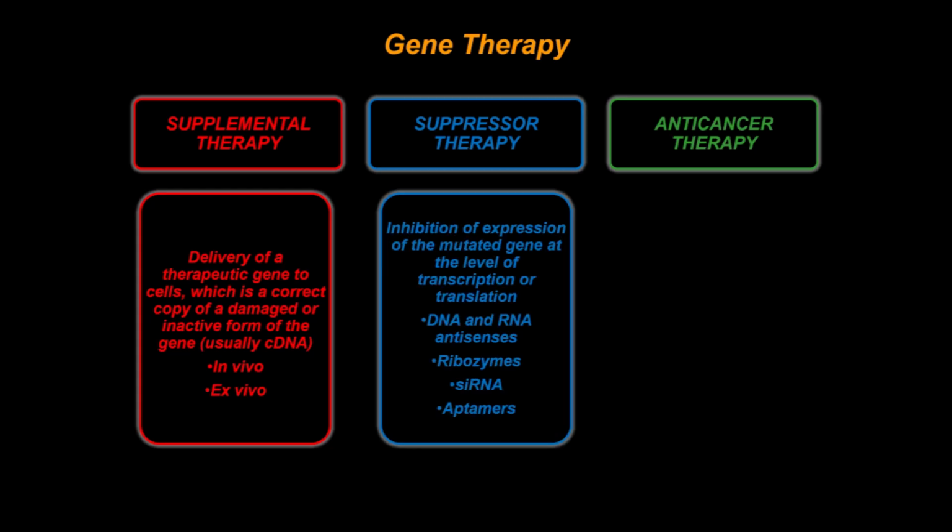Suppression therapy consists in inhibiting the overexpression of a mutant gene at the level of transcription or translation. For this purpose, DNA and RNA antisense, ribozymes, siRNA, shRNA, microRNA, and aptamers are used. Antisenses are from 20 to 30 nucleotides in length, the sequence of which is complementary to the mRNA, the DNA sequence of the gene, or its promoter.